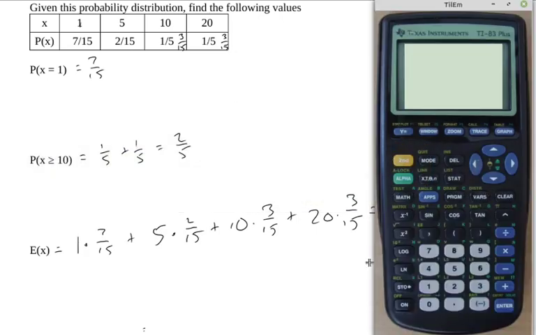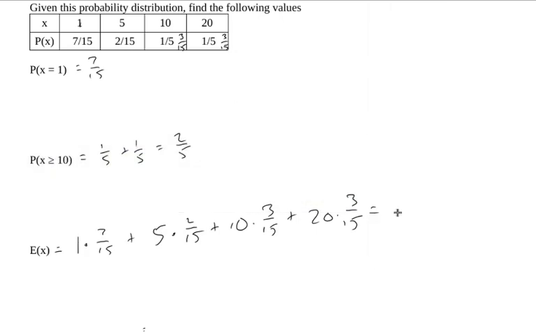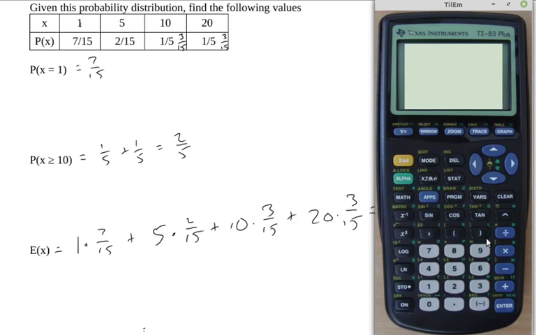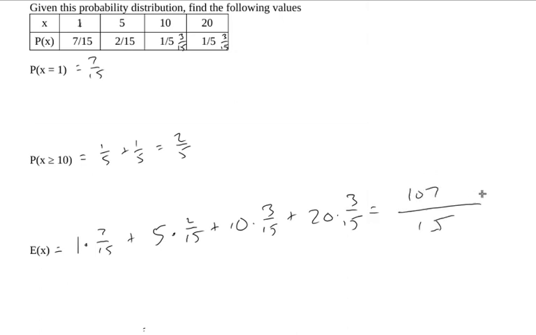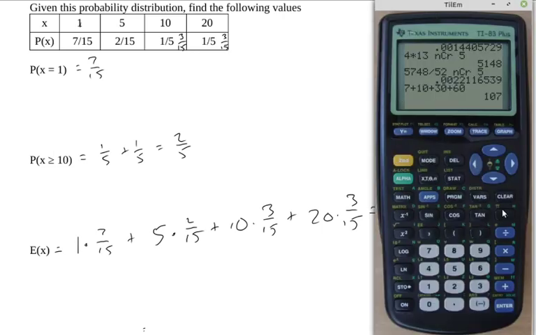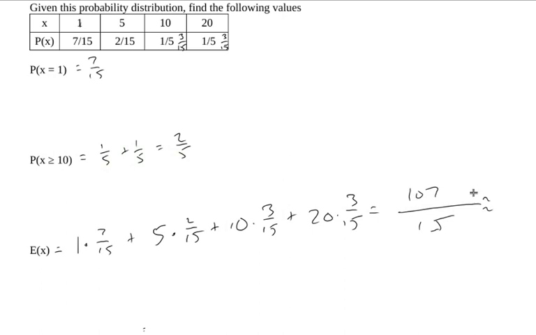Alright, so I kind of intentionally kept all these with a denominator of 15 because I wanted this to have a denominator of 15 at the very end, so I can kind of ignore them in the middle of the problem and just deal with my numerators. So 1 times 7 is 7, 5 times 2 is 10, 10 times 3 is 30, and 20 times 3 is 60. So this would be 107/15ths. 107 divided by 15, which is 7.13 repeating.